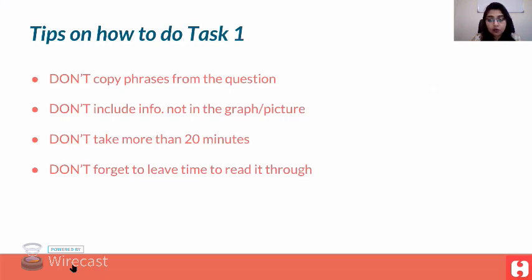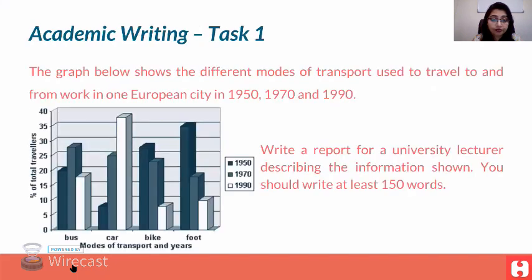Don't take more than 20 minutes. I say don't take more than 15 minutes, because 2 minutes you would take up to read and go through it, and then some minutes you need to make changes in the information. Don't forget to leave time to read thoroughly, to revise your question paper. That is really very important.